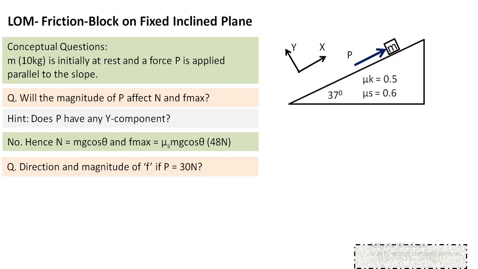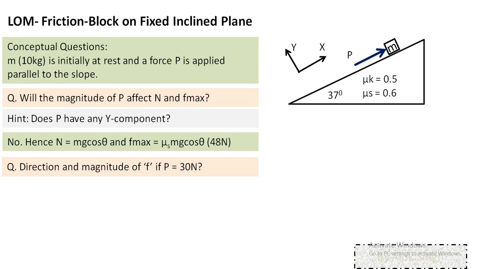Now let's take a particular magnitude of P. If P is equal to 30 Newton, if the force acting up the slope is equal to 30 Newton, what will be the direction and magnitude of the frictional force? For your convenience, mg sin theta here is 60 Newton and mg cos theta is equal to 80 Newton. So what will be the direction and magnitude of the frictional force if P is equal to 30 Newton?